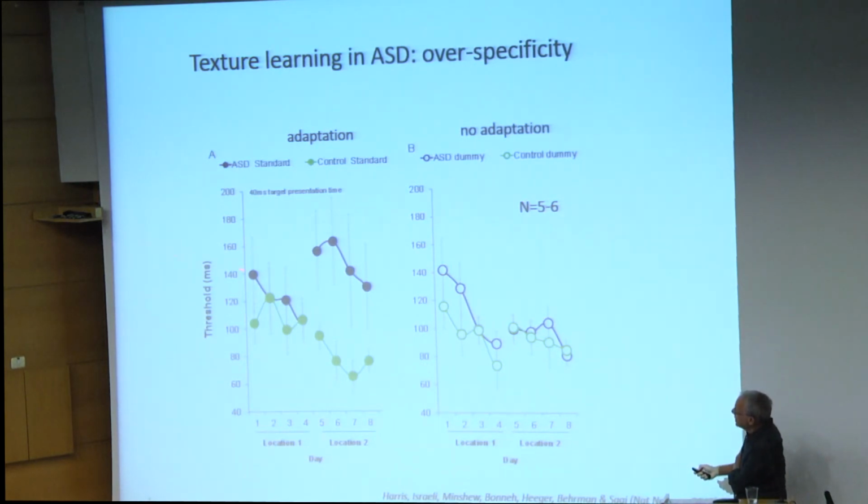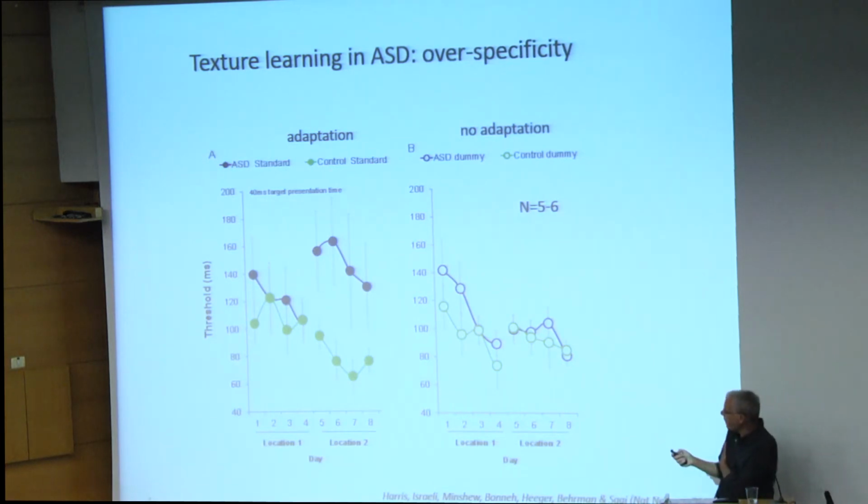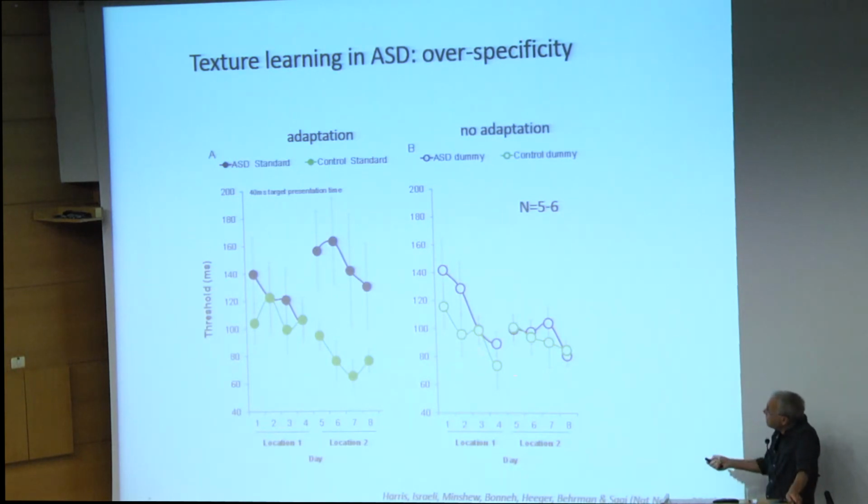So the main finding is that the autistic subjects are highly specific in the standard condition. They are even more specific than standard subjects in the sense that they don't learn even on the second day. Most often with standard subjects, learning at the second location is much faster than at the first location. With autistic subjects, the learning at the second location is slower, which is very interesting. This somehow goes with typical properties of autism. But once you remove adaptation, then you get generalization for both populations. The autistic subjects have no problem anymore. They now generalize. These are the blue circles.